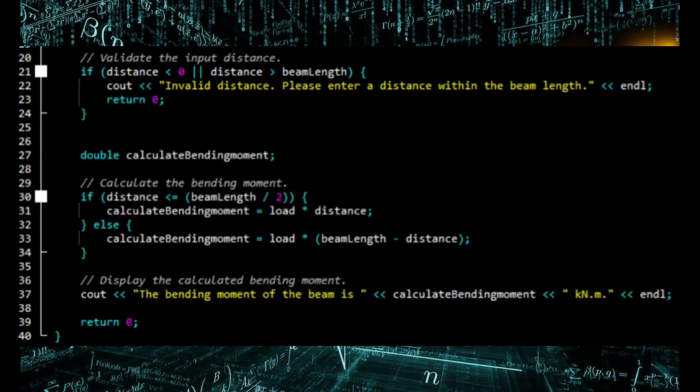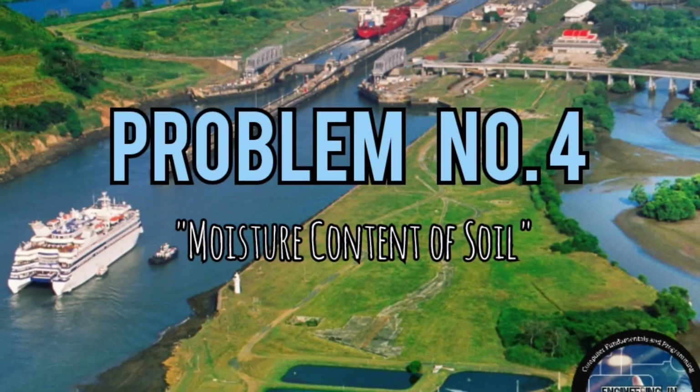The bending moment value is concatenated with the message. Finally, the program returns 0 to indicate successful execution of the main function, and the program terminates.